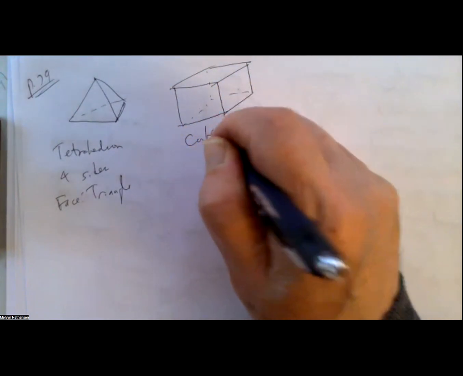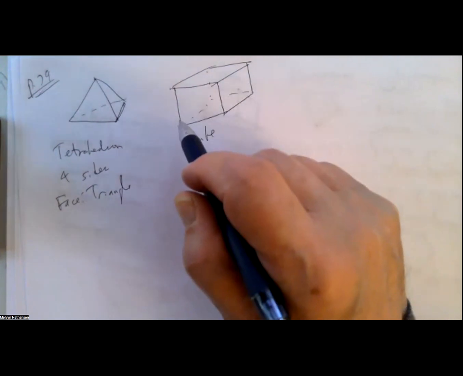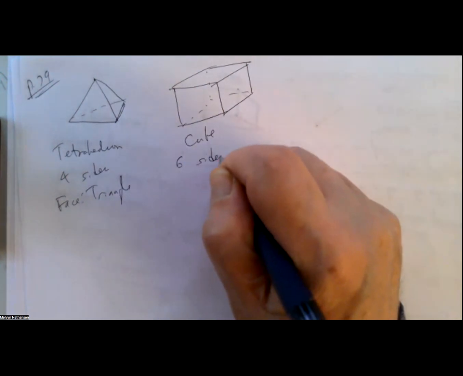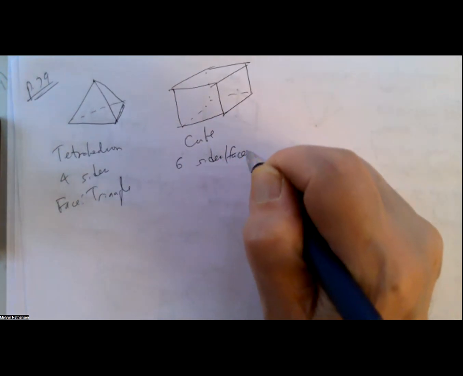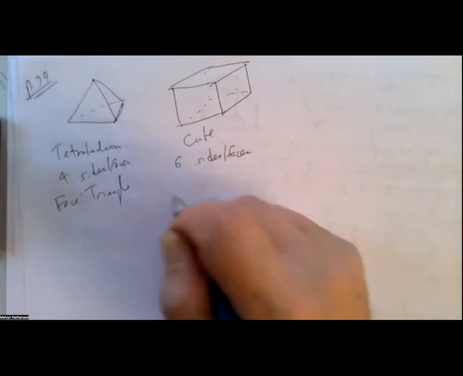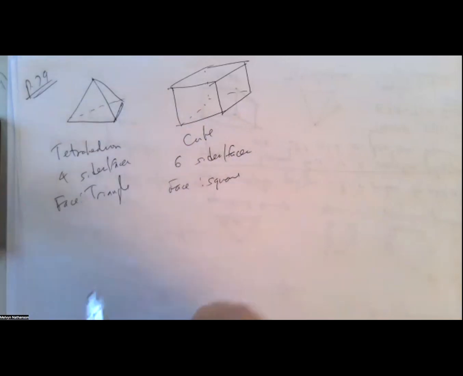We have the cube, which has how many faces? 4 as you go around, plus top and bottom. So there's 6 sides or faces, and each face is a square.